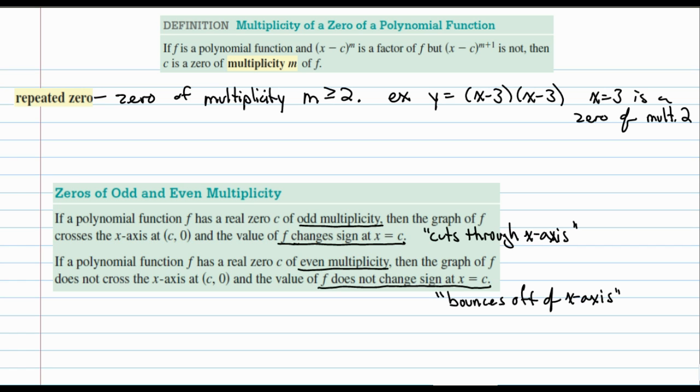The multiplicity of a zero of a polynomial function means the highest degree of the binomial term of a zero. For example, if you have a repeated zero, in other words its multiplicity is greater than or equal to 2, the zero happens more than once in the function. When you factor it out, you would get 2 of those binomial terms, x minus 3 times x minus 3, which is also y equals x minus 3 squared. So 3 is a zero of multiplicity 2.